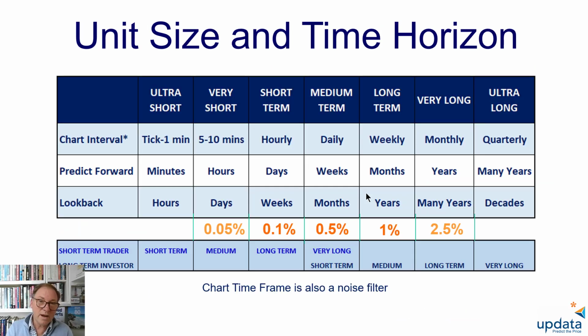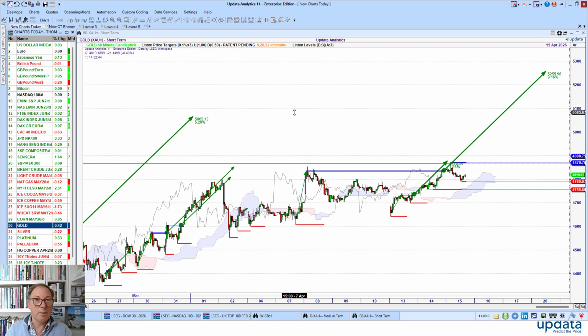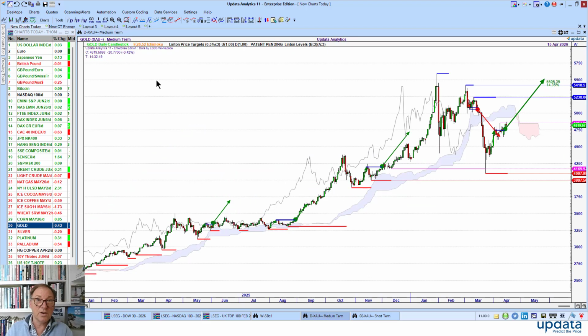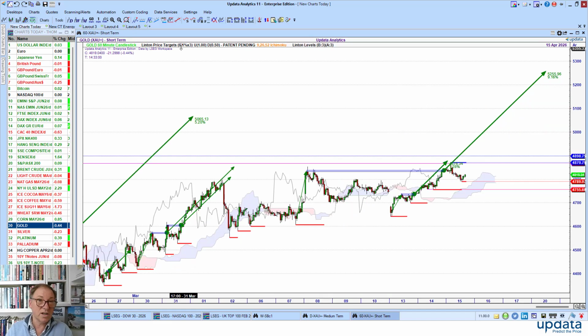So the way to think about this in terms of time horizon is that 0.5% is a good number to use on your daily charts. 0.1% is quite a good number to use on your hourly charts. Now, as it happens, Updata knows this. So if it's a daily chart, medium term, it will use 0.5%. And if it's a short-term 60-minute chart, it will use 0.1%. You could change that to use 0.05% if you wish.